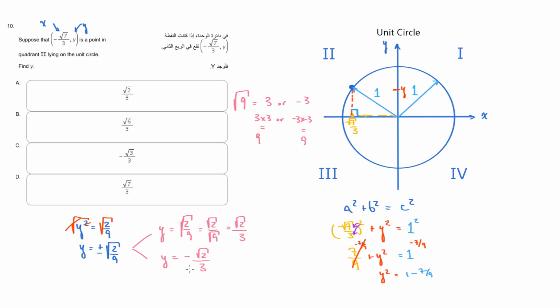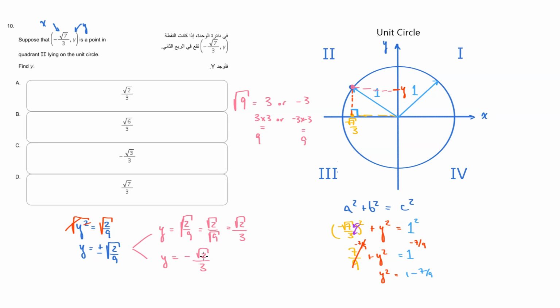Now, how do we know which one is our answer? Well, here's where the quadrant thing comes in, okay? These are the quadrants. 1, you always start top right, and you move counterclockwise. That's quadrant 2, that's quadrant 3, and this is quadrant 4. Okay, we use Roman numerals to describe them. So they told us that it's in quadrant 2. Now, why does that matter? Because if the y coordinate is square root of 2 over 3, that's positive. That would mean somewhere here.